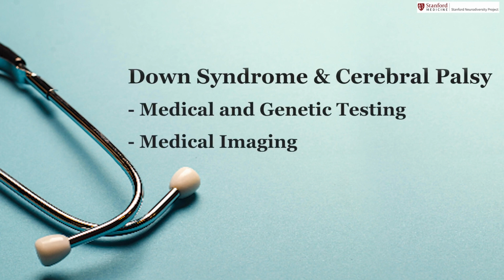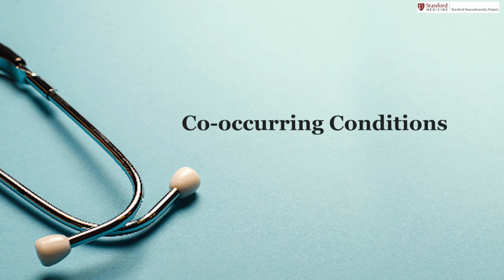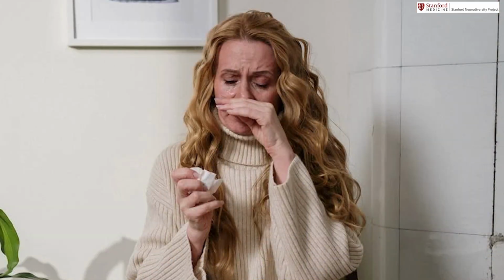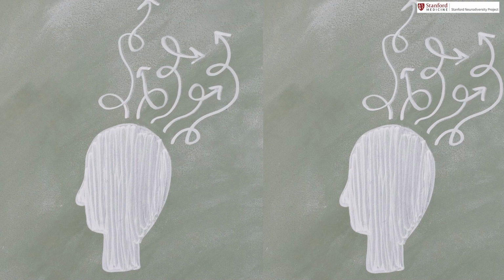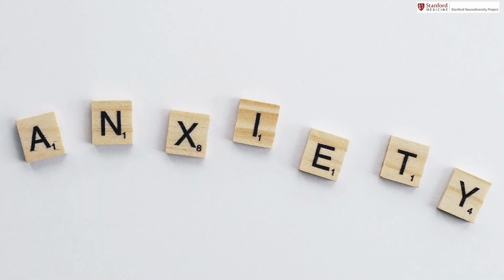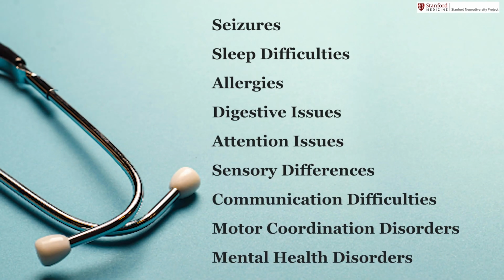Some conditions, such as Down syndrome and cerebral palsy, amongst others, may be diagnosed using medical and genetic testing or medical imaging techniques. People with IDD may have co-occurring conditions, such as seizures, sleep difficulties, allergies, digestive issues, attention issues, sensory differences, communication difficulties, motor coordination disorders, anxiety, and other mental health disorders. It is important to consider and address these additional needs when providing support.